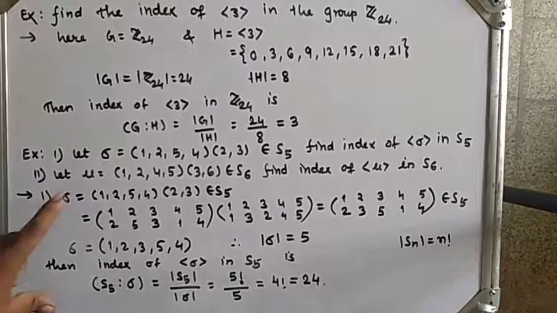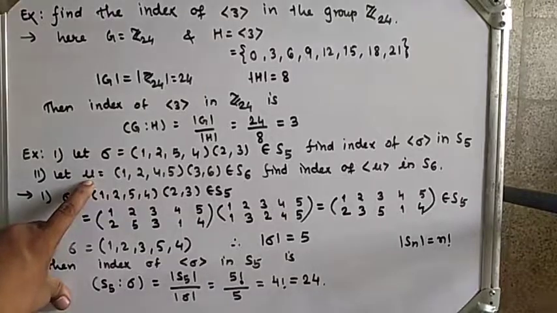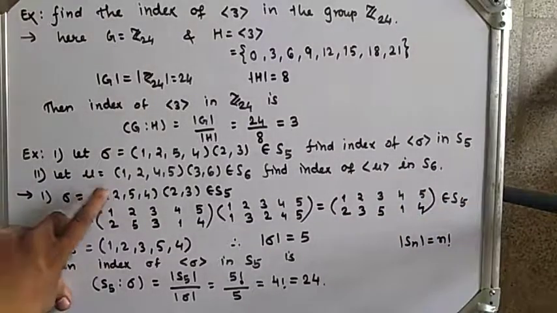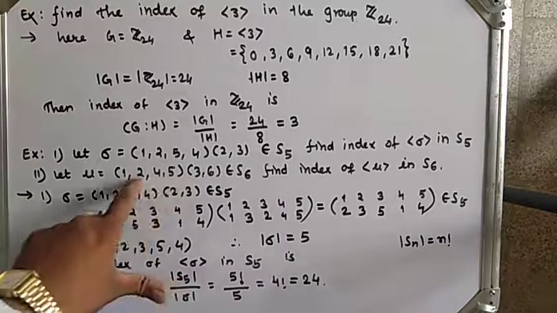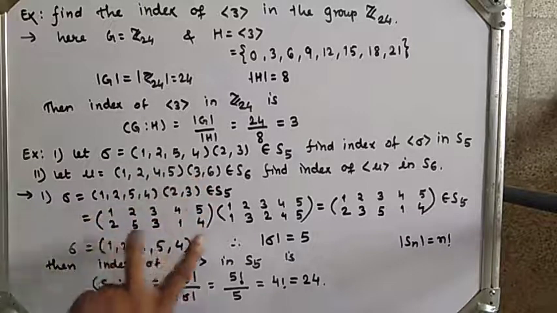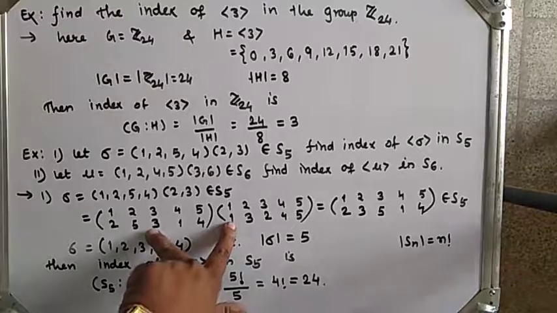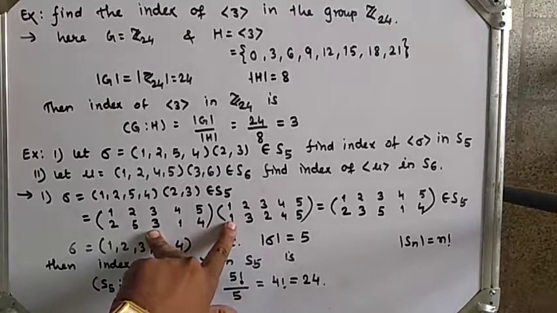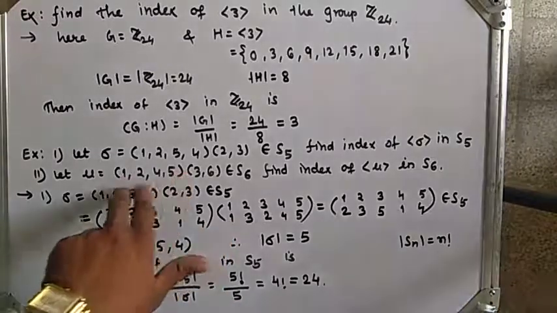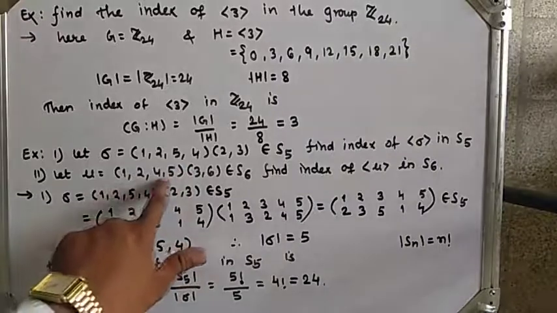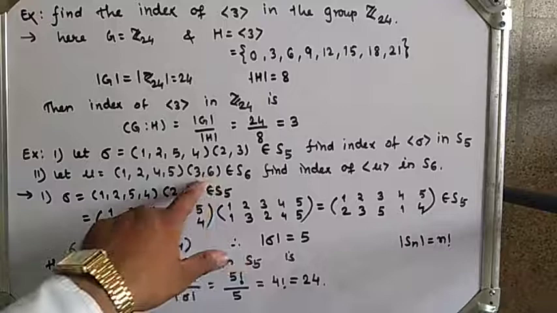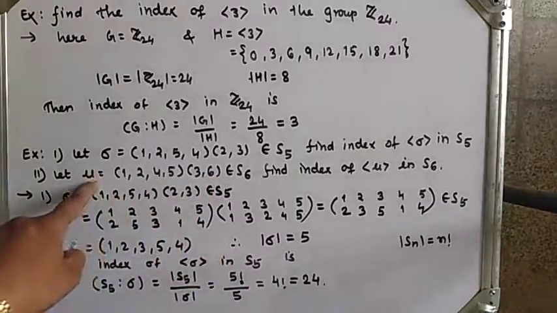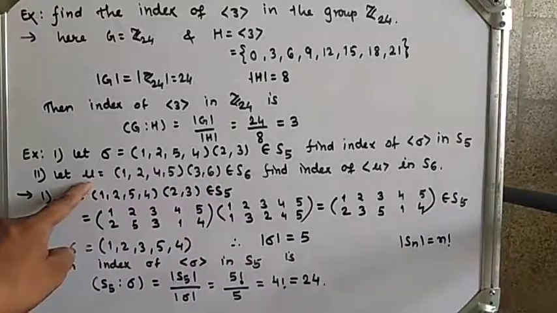Similarly, we can find here index of mu in S6. So here mu is a product of two disjoint cycles. First write it down as a product of permutations and then find out, or directly, here there are 4 elements in the first cycle and in the second cycle there are 2 elements. Now you can directly find the order of mu.